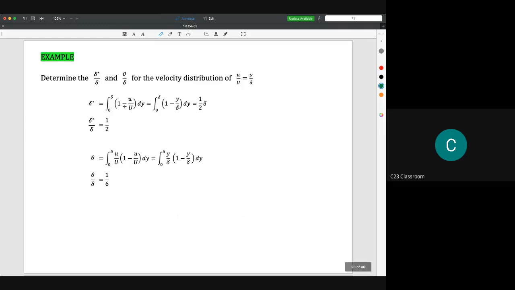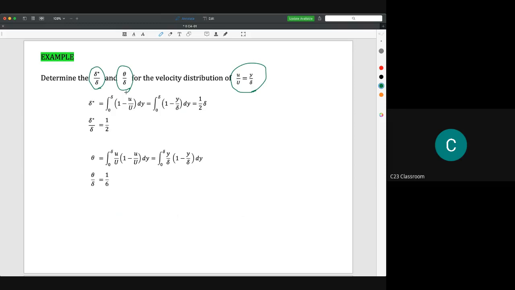Okay, so this is a very simple example, because sometimes we need to calculate the ratio between delta star and delta. So for example, we give you the velocity distribution of u over U equal y over delta. And then we need to calculate the ratio between delta star and delta, and theta over delta.